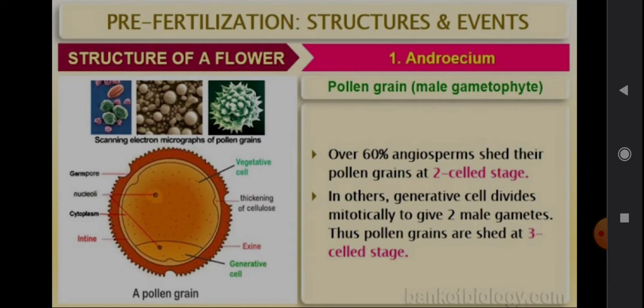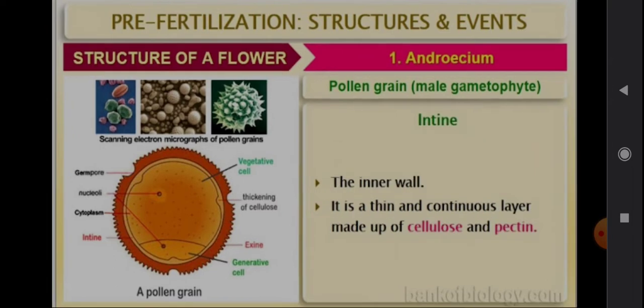First let us see what is this vegetative cell and generative cell. Then we will come to this. Intine is the inner wall. Intine, internally, inside, remember it in that way. So that is the inner wall, and it is a thin and continuous layer made up of cellulose and pectin.